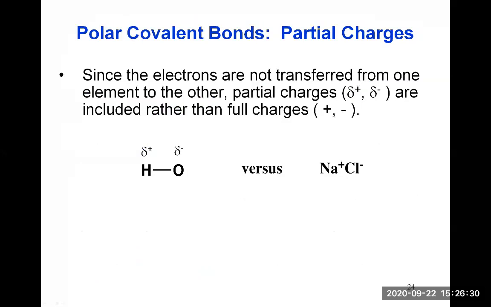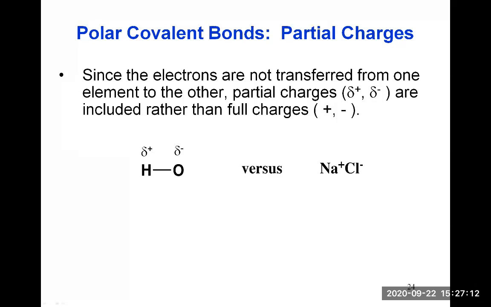So when you have polar covalent bonds, we need to talk about partial charges, because the electrons are not transferred from one element to another. So it's not full charges that you would write as pluses and minuses to the upper right of the element's symbol. Instead, we need to use partial charges, which are symbolized by delta plus and delta minus. For example, H-O, which is a polar bond, the electronegativity difference was 1.4. And so it's a polar bond, it's not ionic.